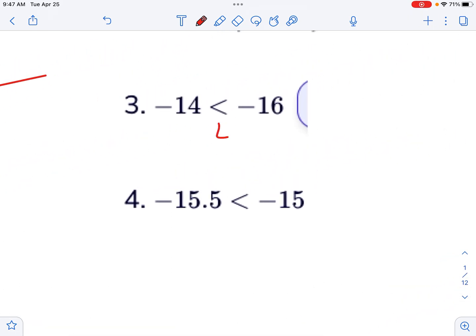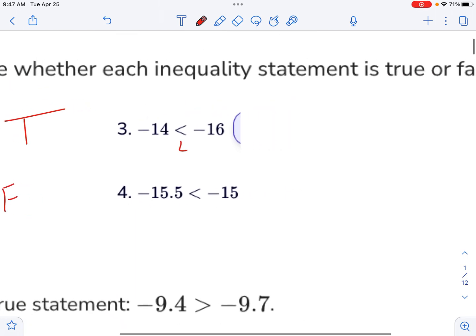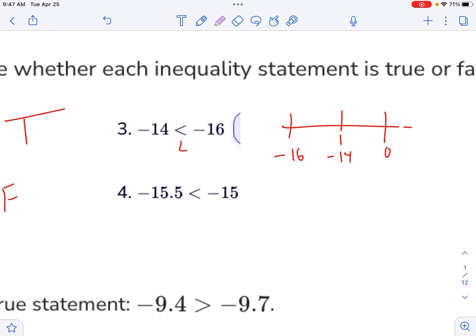-14 is less than -16. Let's take a look at that on the number line. So maybe that's 0. Okay, this is going to be -14, and this is going to be -16. As you travel along the number line, these negative numbers actually get bigger, but in value, they're getting smaller. So let's see if it's true. -14 is less than -16. That is also false because -14 is closer to 0, which means it's bigger.